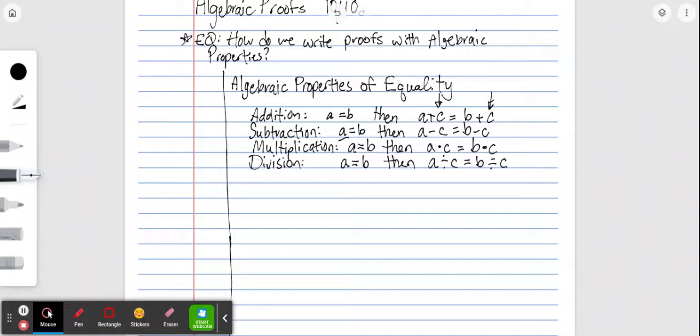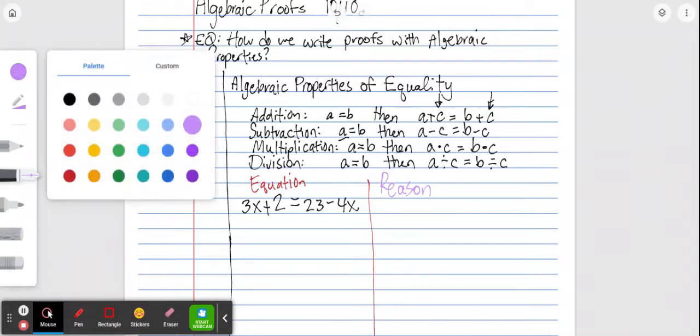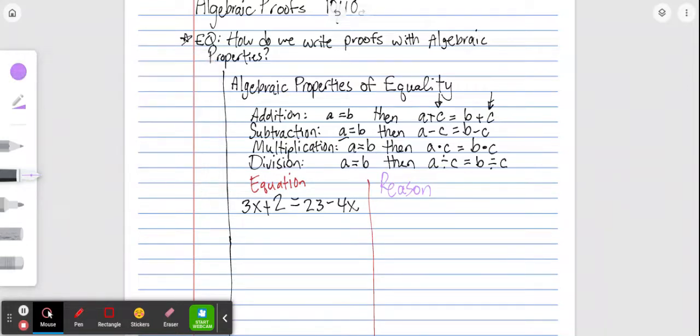So I'm going to start with an equation, 3x plus 2 equals 23 minus 4x. Okay, so anytime that we do this and we're justifying steps, we're writing an explanation and we're giving a reason. So here's the equation. This is a step and a reason for every single thing. So the reason why I can write that equation is because it was given. We always start proofs with whatever was given to us, the given information, okay?